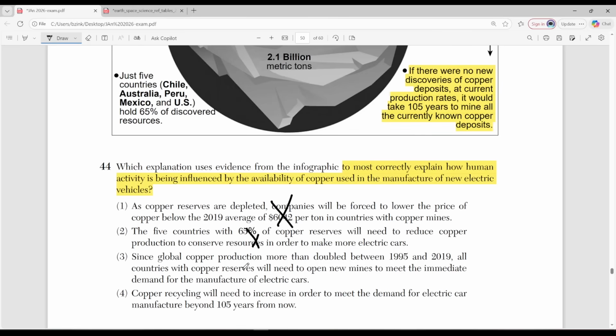The 5 countries with 65% of reserves will need to reduce copper production to conserve resources. No. Since global copper production more than doubled, that's true, all countries with copper reserves will need to open new mines to meet the immediate demand for the manufacture of... Okay, maybe. Copper recycling will need to increase in order to meet the demand for electric cars beyond 105 years. Probably. That's probably more true. But it seems like they already are mining it.